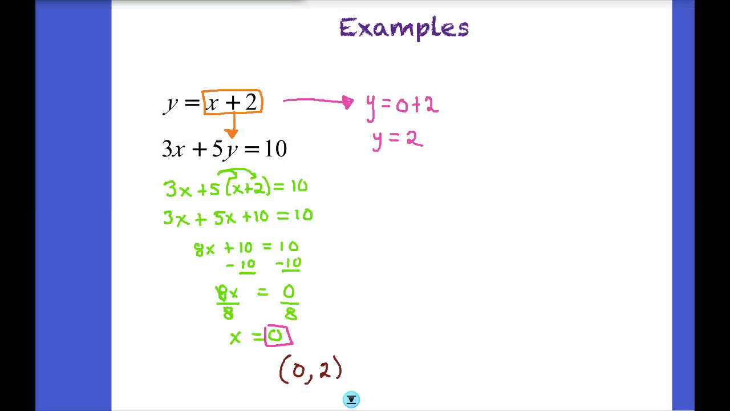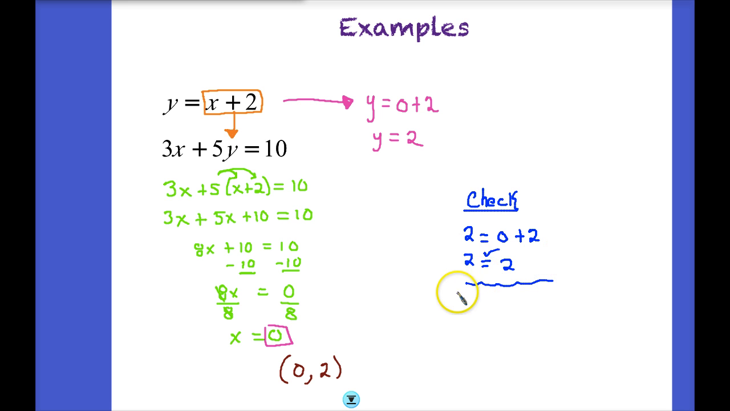And remember, if we were going to do a very good job with this, what we would want to do is check our solution. So we would plug it back into our original equations. So let's do a quick check on this. Okay, so in place of y, we would put 2 in the first equation, and in place of the x, we would put the 0, and then we would just confirm that the left side equals the right side, which it does.